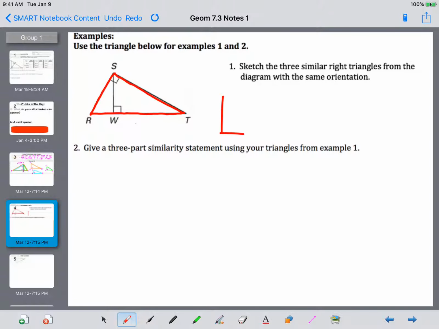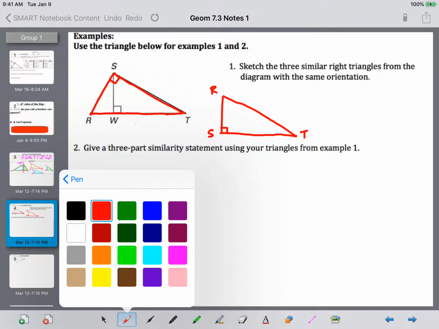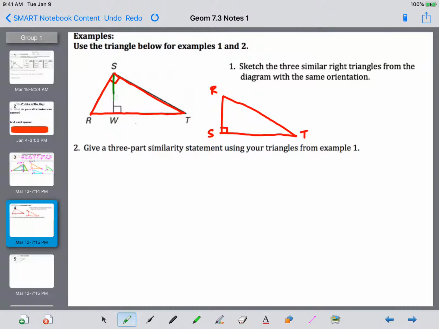Whoops, I don't know where my triangle went. Let's try that again. Here we have the right angle at S, and above S we have R, and over here we have T. My second triangle, the medium-sized one, is the one on the right-hand side here. I'm going to do that one in green. The nice thing there is I don't have to rearrange anything. It's already in the orientation of the first one. So here we have side SW, and over here we have T.